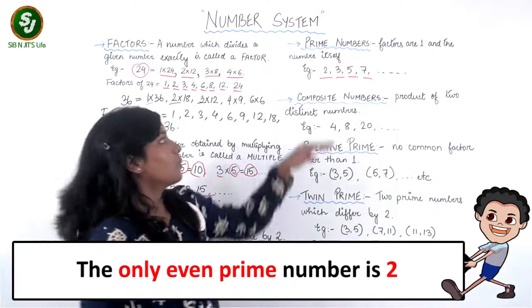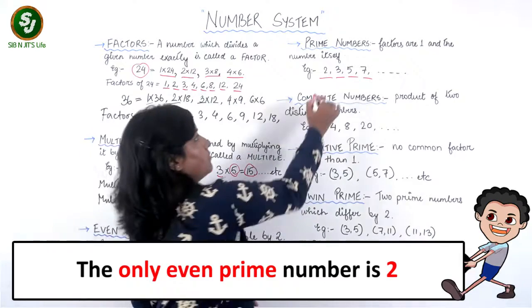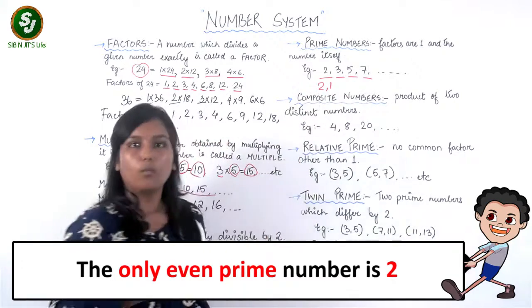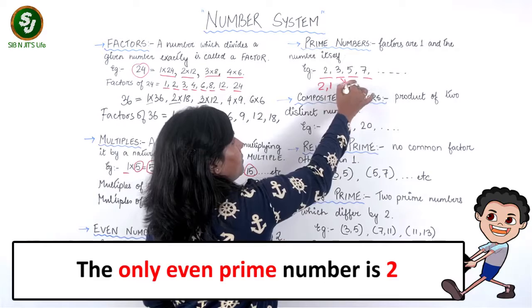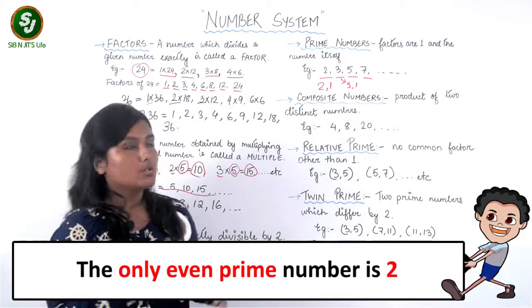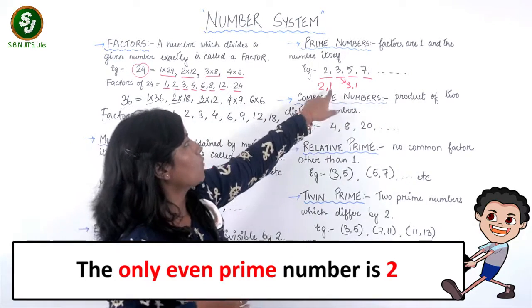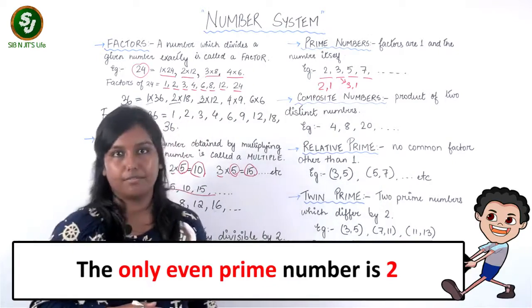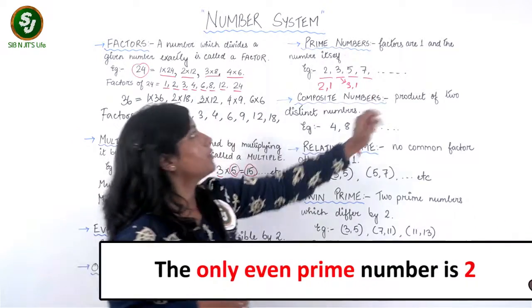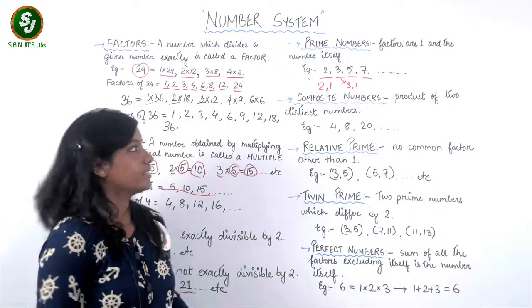Okay, so what are the factors of 2? It is 2 and 1. Factors of 3 will be 3 and 1. So as a whole, what are the factors? 1 and the number itself. So hence these numbers are termed as your prime numbers.